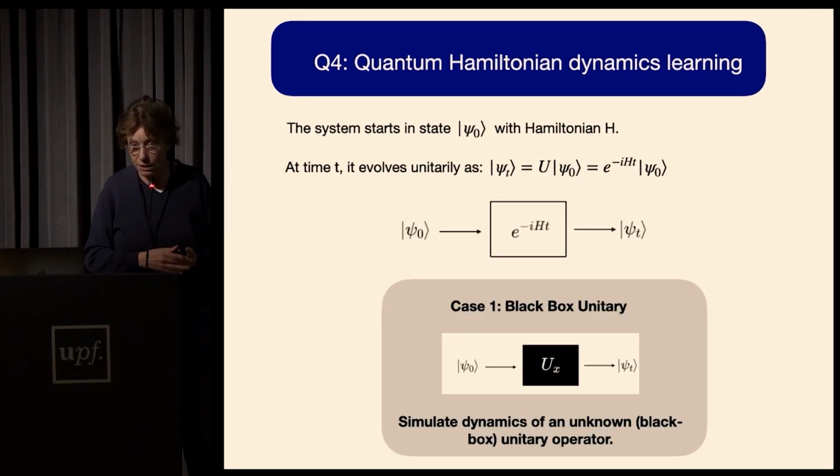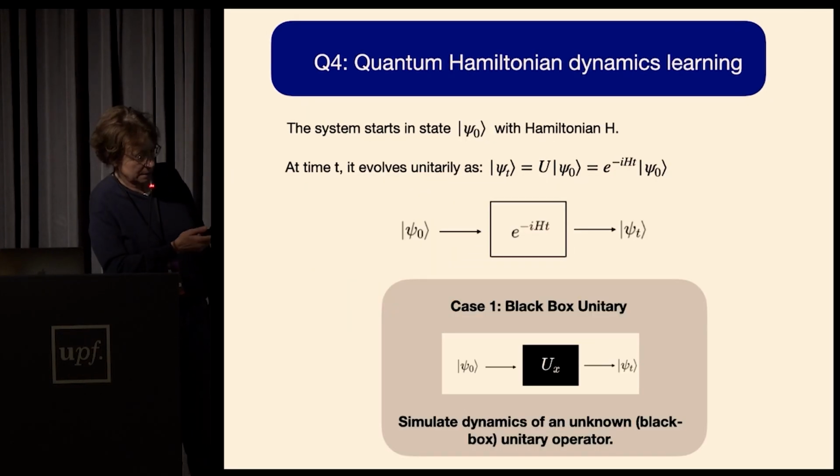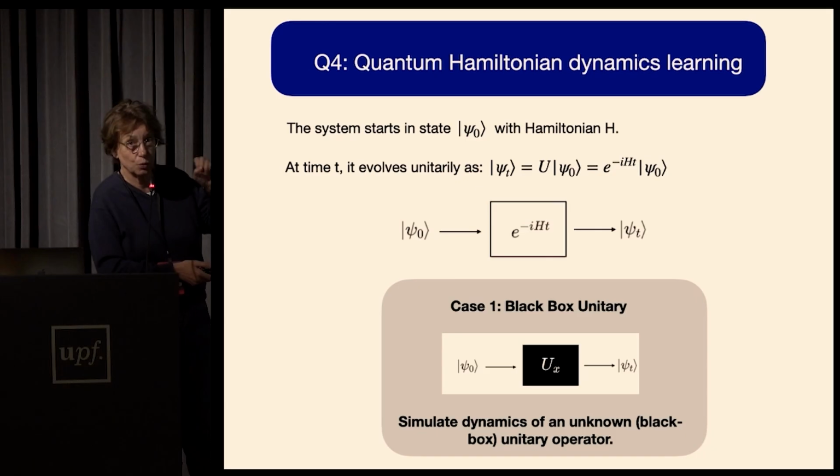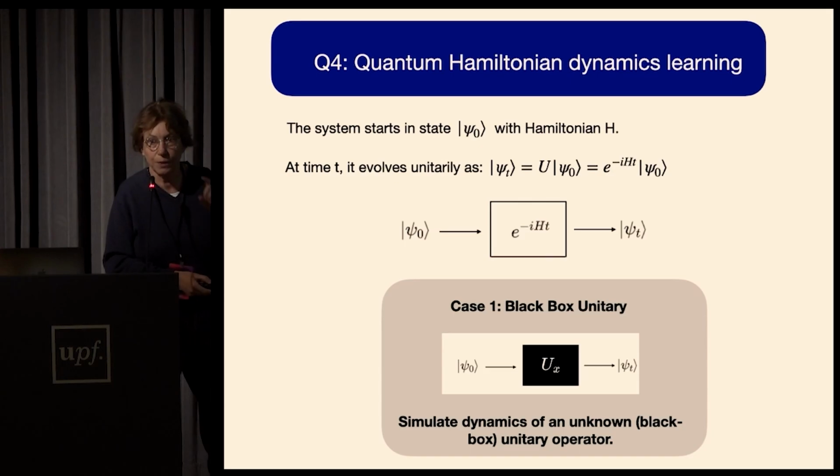The first question is, imagine I have a black box unitary, so I don't know what is in this box. I know the initial state that I send, I know the final state that I get, and then I ask you, can you tell me what is inside of this black box? This is obviously unitary Hamiltonian learning, and you can call it Hamiltonian learning, but these two things are not the same.